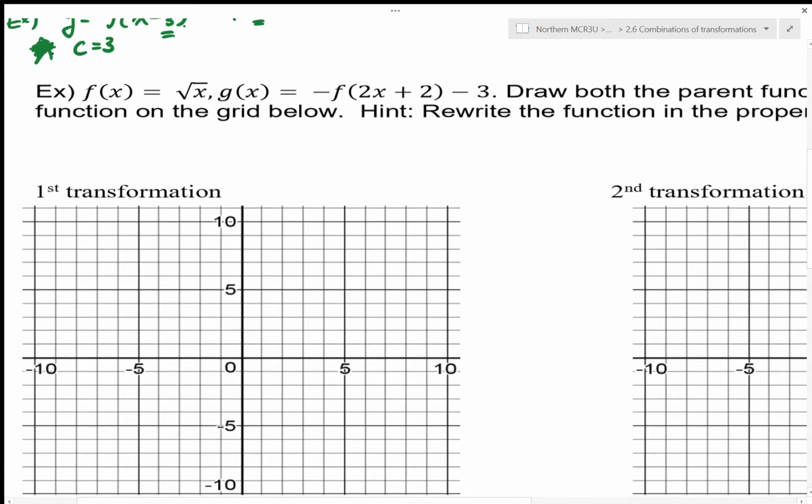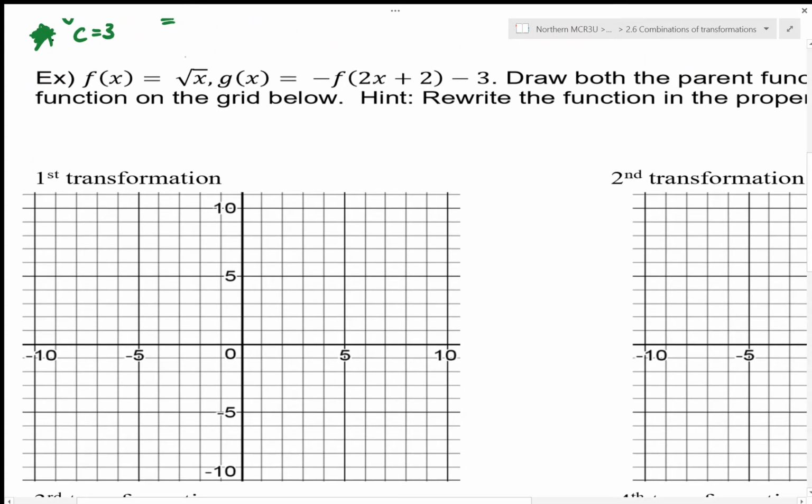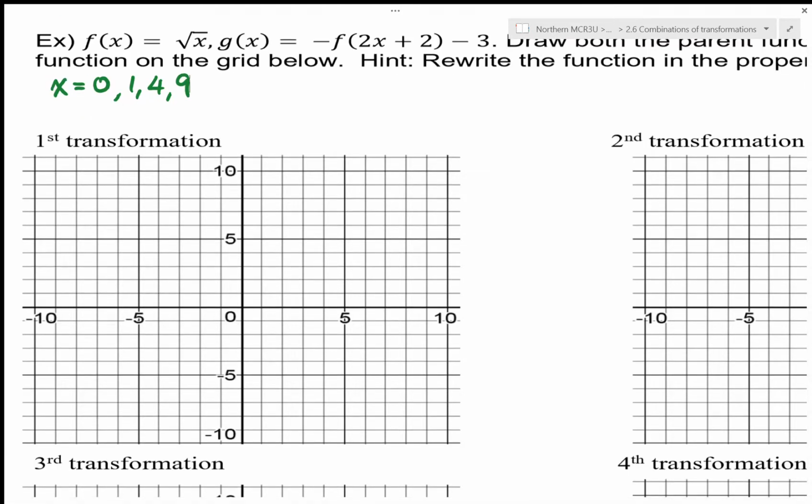Now let's take a look at the example. In this case, we are dealing with the parent function of f at x equals square root of x. For the square root of x, make sure you use the x values of 0, 1, 4, and 9. Remember, these are the perfect square numbers, so they will cancel the square root sign, so that it's easier for us to plot them. So I'm going to plot 0, 1, 4, 9.